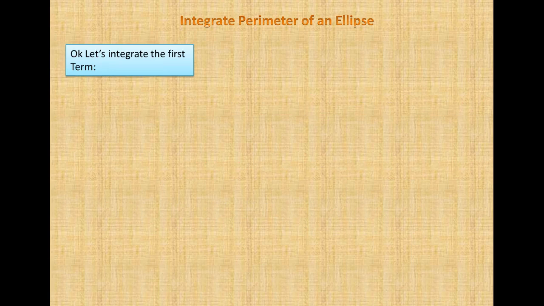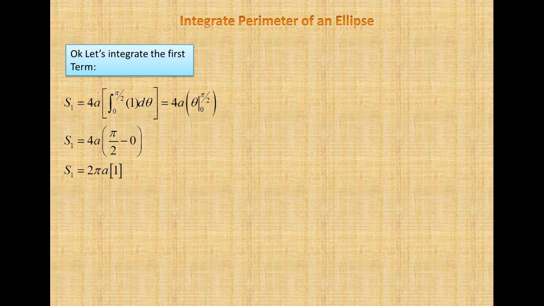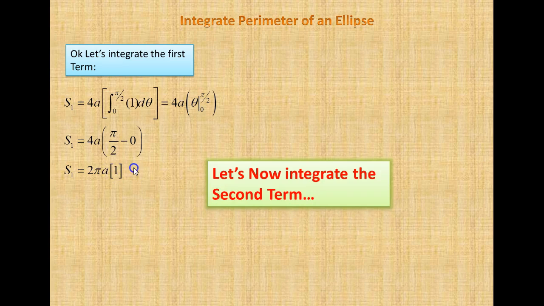Let's integrate the first term. The first term is quite simple. It's 4a times the integral of 1 d theta. And the integral of 1 is theta. So that's 4a times theta from 0 to pi over 2. And so we have 4a times pi over 2 minus 0. And then 4 is 2 times 2, so we move pi out front, and we have 2 times pi times a times 2 over 2, which is 1. Now let's integrate the second term.